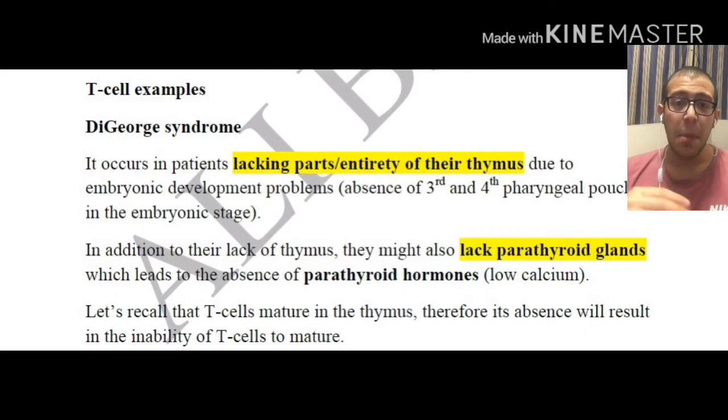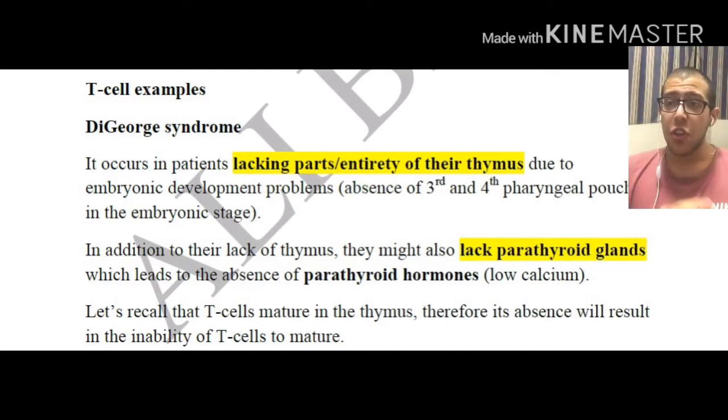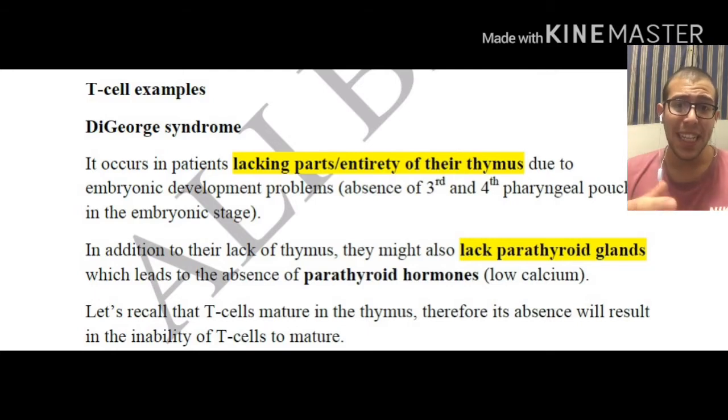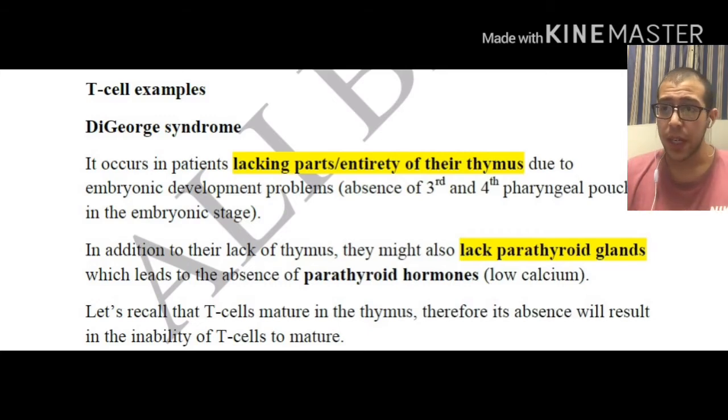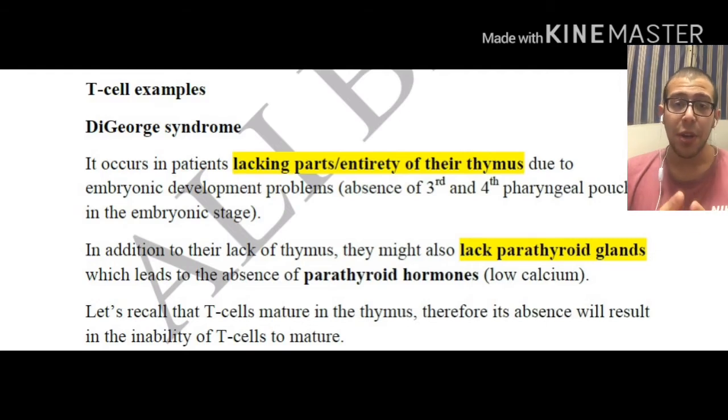Next, we're going to be talking about T cell examples. So some T cell examples, we've got the DiGeorge syndrome, and it occurs when patients lack parts or completely lack the thymus. Now, as we also know, the thymus is the location where the T cells are going to be maturing. So there's going to be a problem in the thymus due to embryonic development problems, absence of the third and the fourth pharyngeal pouches in the embryonic stage.